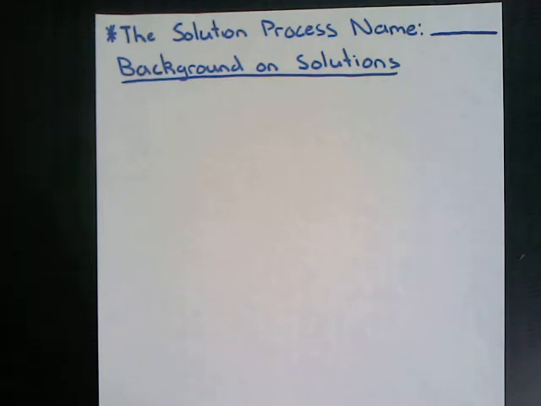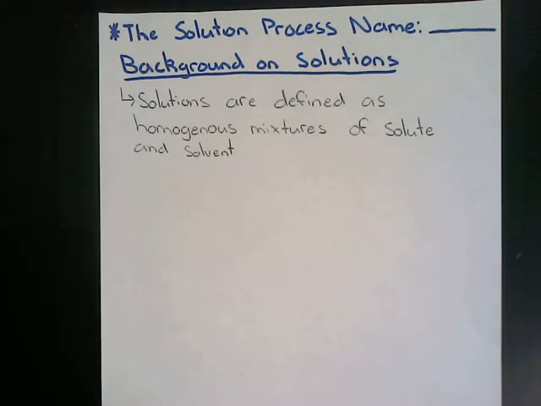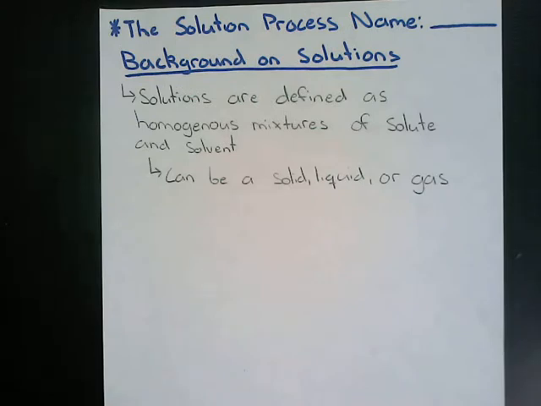We get a little bit of background here on the first couple of pages of notes on what solutions are. Simply put, solutions are defined as homogeneous mixtures of a solute and solvent. Remember, a homogeneous mixture can actually be a solid, liquid, or gas. It's also important to remember that solutions form when one substance is dispersed uniformly throughout another.